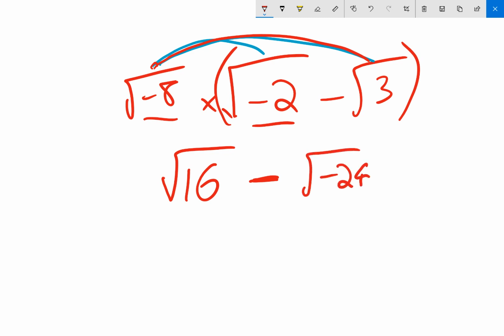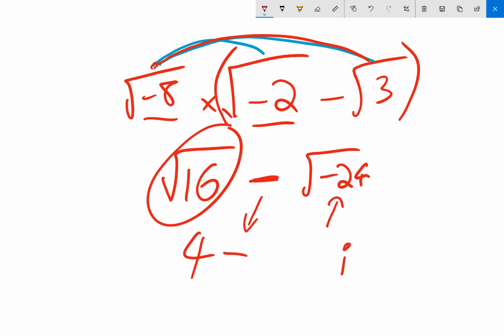So that's just multiplying it together. Since both of these are inside radicals, it was just regular multiplication: negative 8 times negative 2 and negative 8 times 3. The thing is, we can simplify. The square root of 16 in my case is 4, so that's just plain and simple 4. Now this is a little different. Now I've got the negative on the inside, so I know I have an i as part of this. Let's put this minus sign down there.